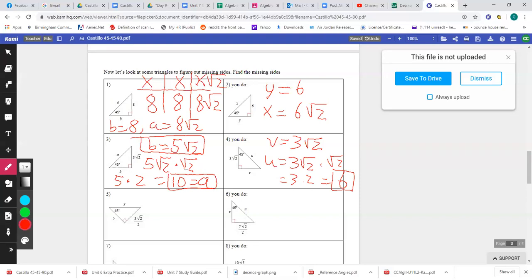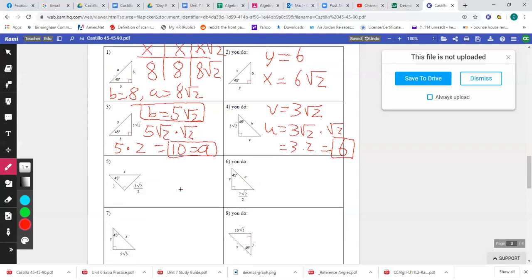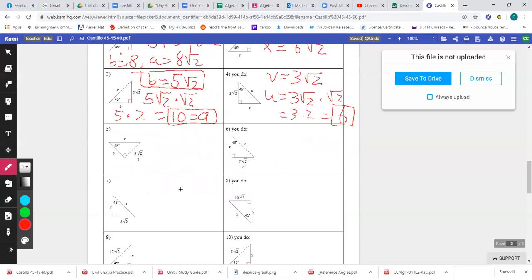Don't worry if you get some kind of fraction, the same thing happens, you do the same thing. So y here is the same thing as the other leg. So y is 3 root 2 all over 2. Same thing happens. I'm going to multiply the leg by root 2 to find the hypotenuse. So x is equal to 3 root 2 over 2, and I multiply that by root 2.